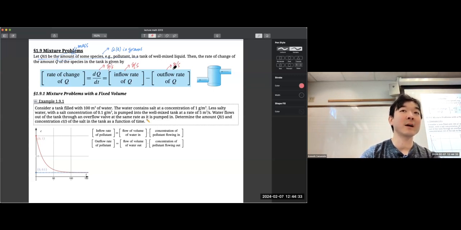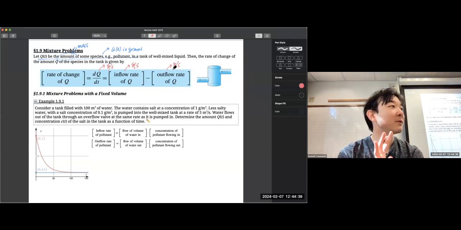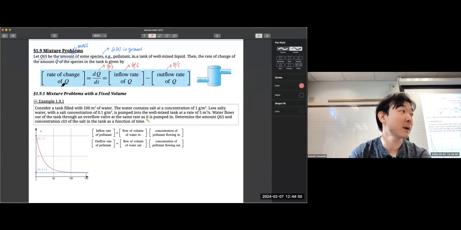This is like conservation of matter. It's what you would expect by common sense: if you're pumping in 5 grams per second and pumping out 3 grams per second, then the rate of change of Q in the tank will be 2 grams per second. And that's what it's saying here. Let's say your inflow rate is 5 grams per second and your outflow rate is 3 grams per second, then your overall rate of change of Q in this well-mixed tank will be 2 grams per second. So this is the equation we're going to use. It's just the conservation of matter.